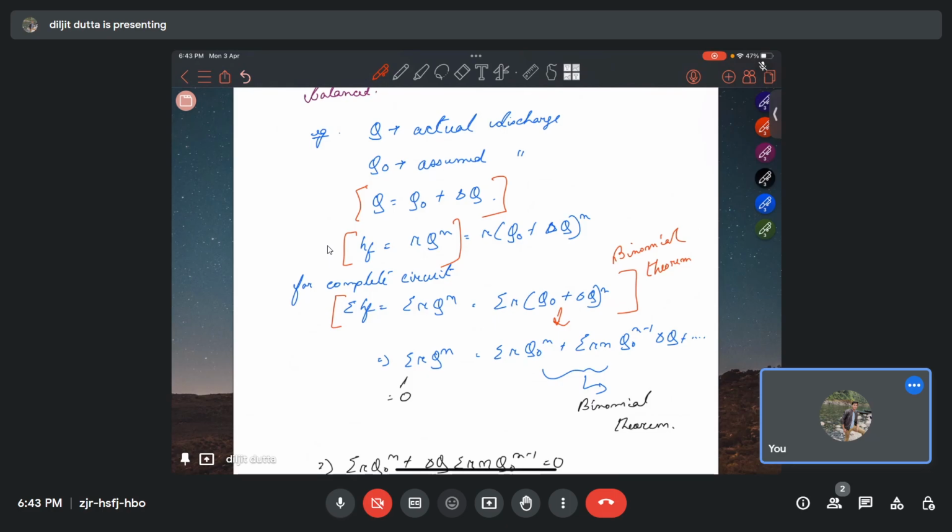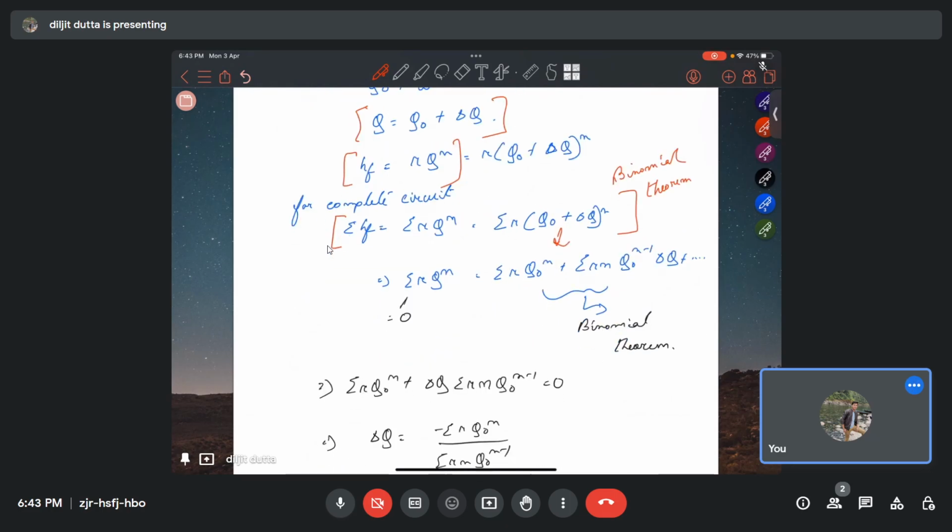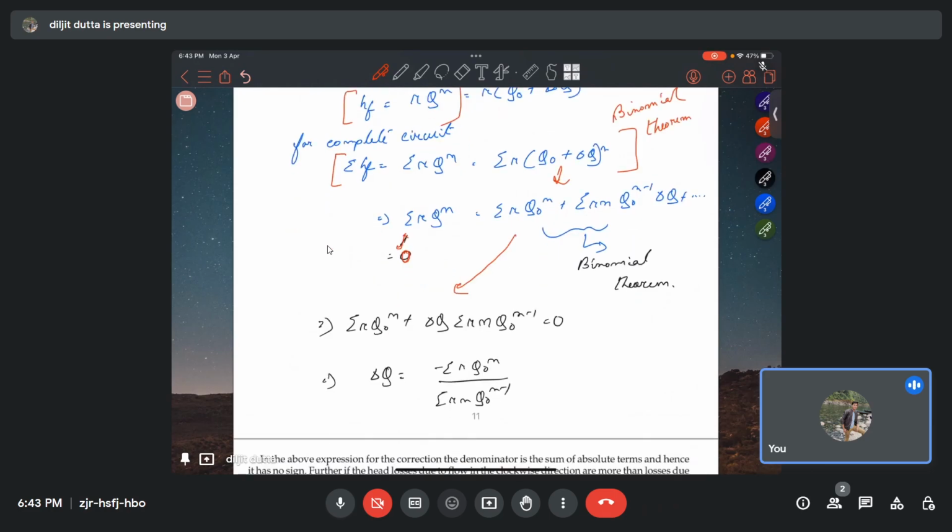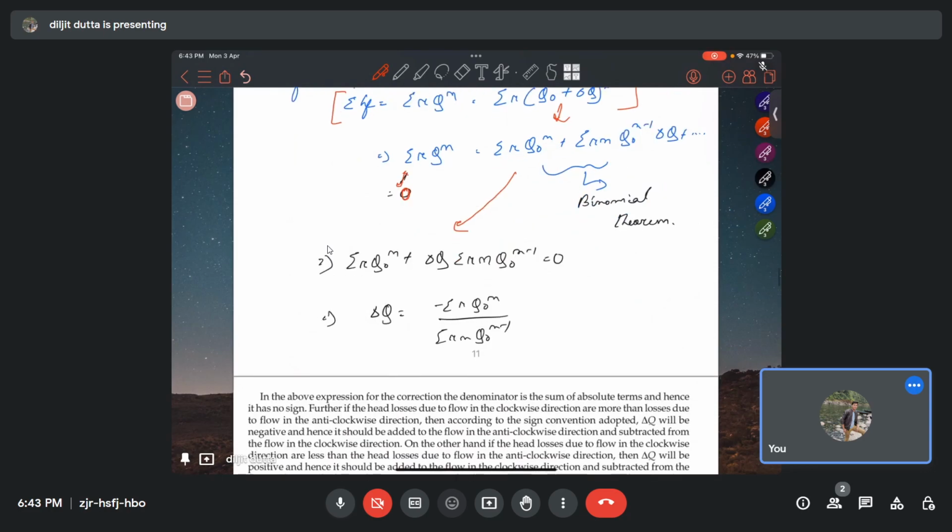Now for actual flow, the sum of total head loss will be 0, so this term should be equal to 0. So we can get delta Q as minus of sigma r into Q naught to the power n by sigma r into n into Q naught to the power n minus 1.